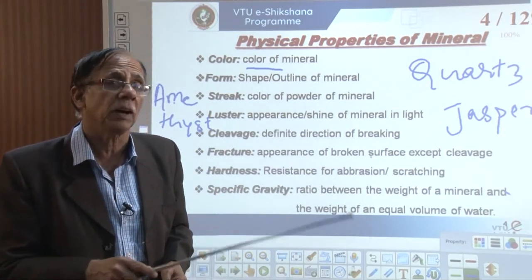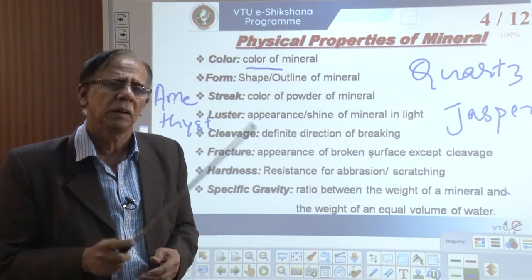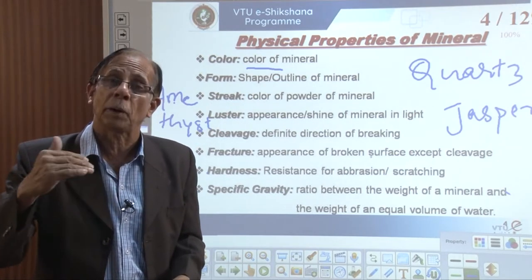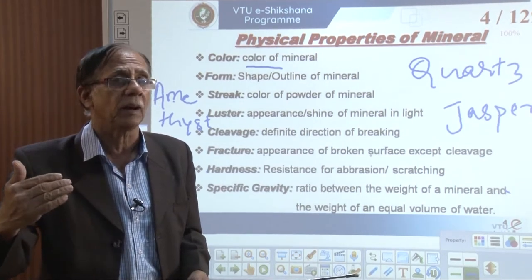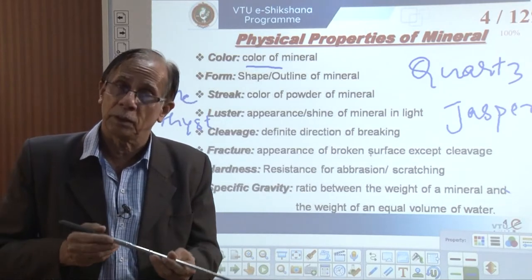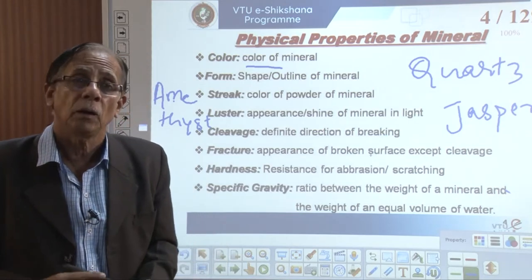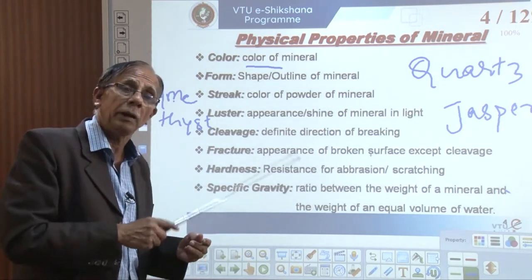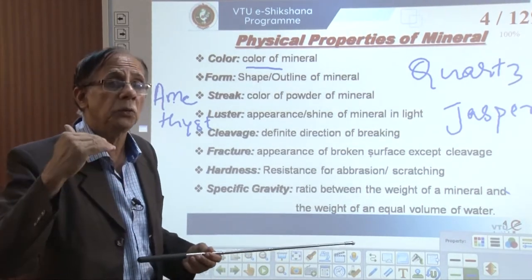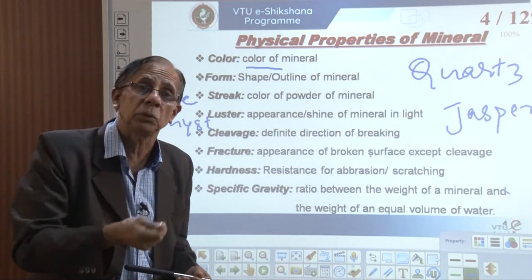In the first example, I quoted lignite, coal, graphite, diamond, etc. Although the chemical composition is the same, carbon, their atomic packing is different, therefore their hardness differs. It means the hardness of a mineral depends totally on the atomic packing, and atomic packing is an important governing factor not only to decide what type of mineral it is but also to help us engineer them.